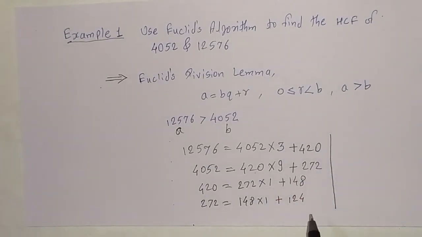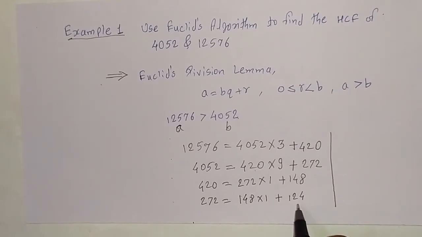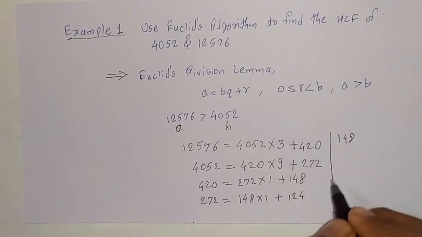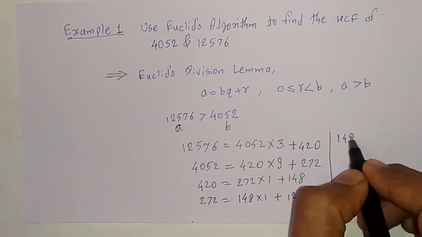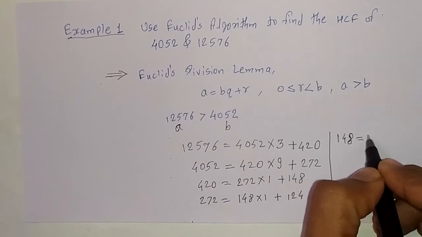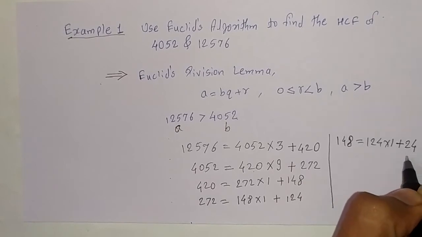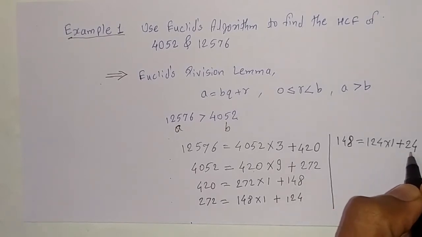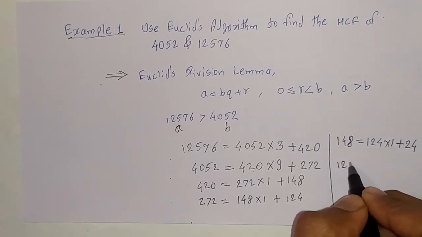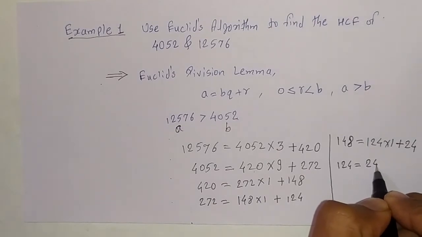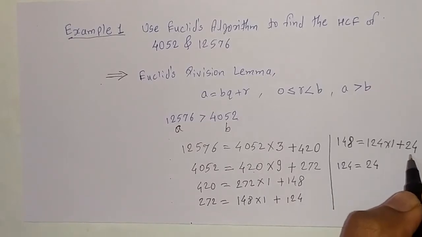Now still the remainder is not 0, so you have to continue Euclid's algorithm and apply Euclid's division lemma once again. In the next step the divisor will be the dividend. 148 equal to 124 into 1, remainder will be 24. So still the remainder is not 0. Again apply Euclid's division lemma. You have to apply it one more time because the remainder is not 0.